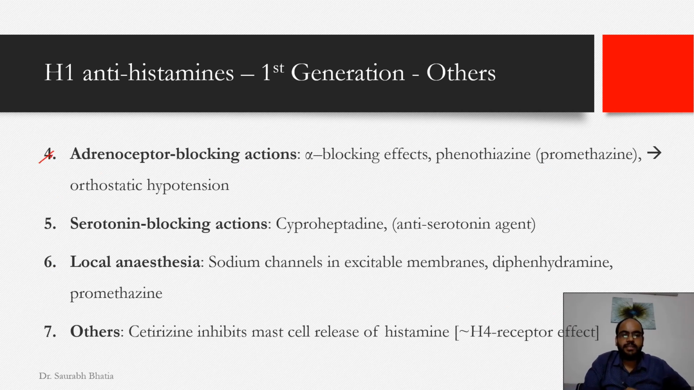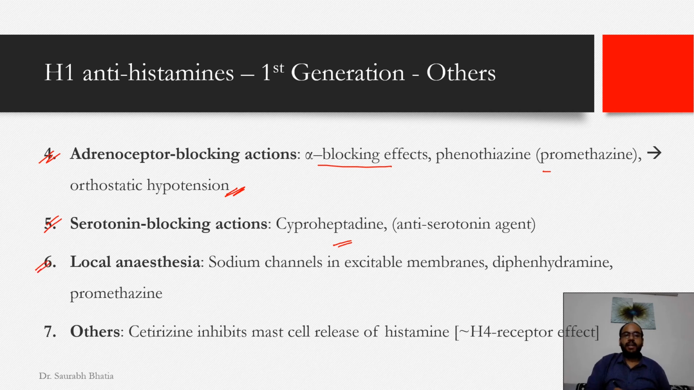Adrenoreceptor blocking actions. They have a significant alpha blocking effect, majorly by promethazine. So it can cause orthostatic hypotension. Tell your patients that when they want to get up from lying down position, they must put their legs down, sit for some time on the bed, and then slowly get up. If they get up too quickly, they can have an attack of orthostatic hypotension. Serotonin blocking agents like cyproheptadine, which actually is used as an anti-serotonin agent.